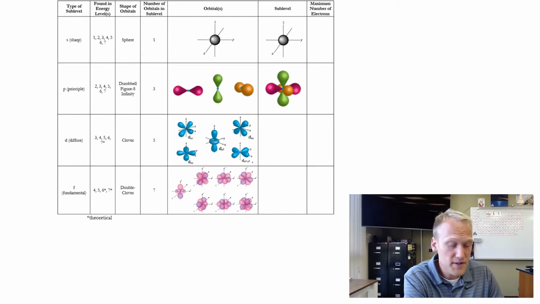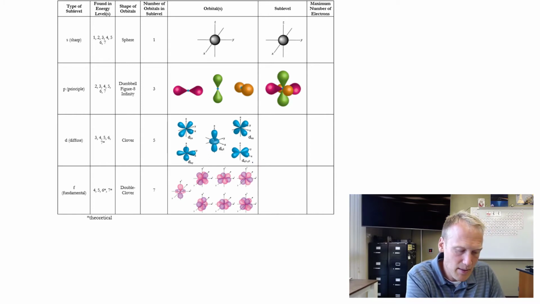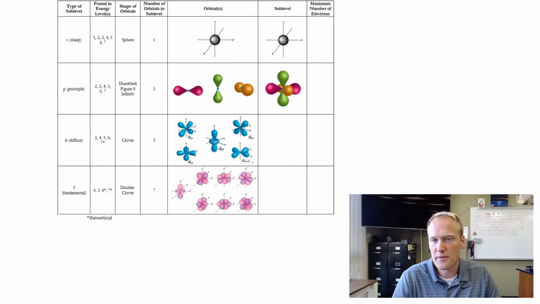You'll also notice these sublevels in which energy levels they're located in. So if you see, an S sublevel is in all 7 principal energy levels. A P sublevel is in all principal energy levels except for 1. D is in every one except for 1 and 2. And F is in every one except for 1, 2, and 3.